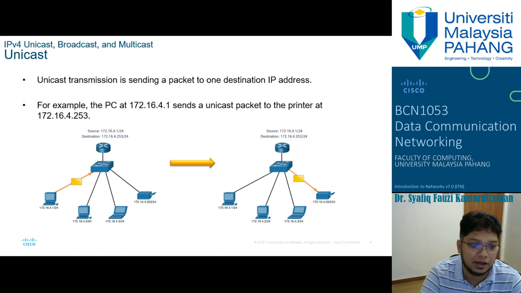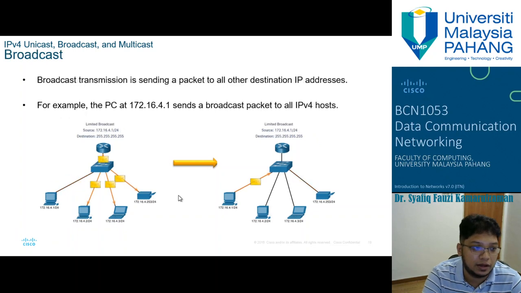For example, the PC at 172.16.4.1, which is here, wants to send a unicast packet to the printer at 172.16.4.253, which is here. So this represents a unicast transmission.